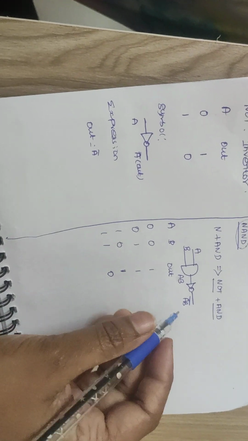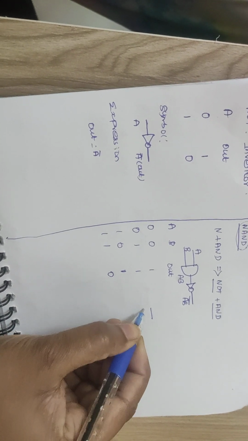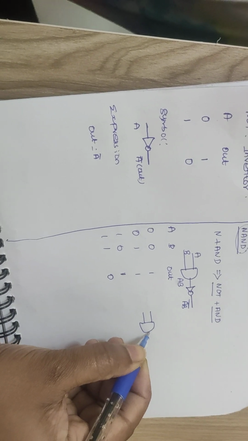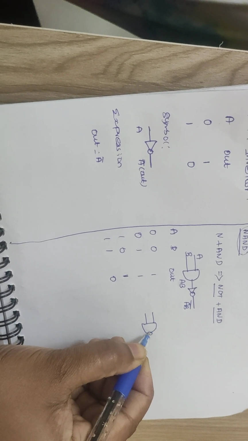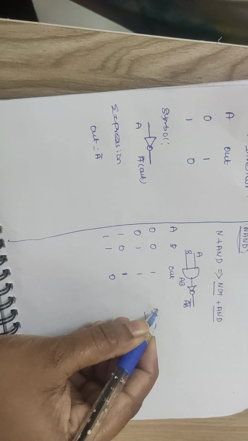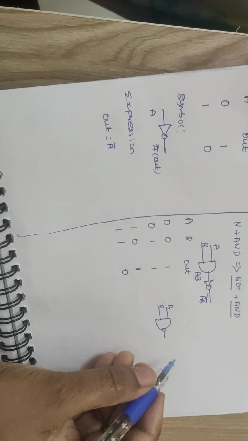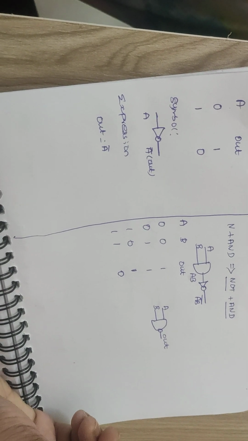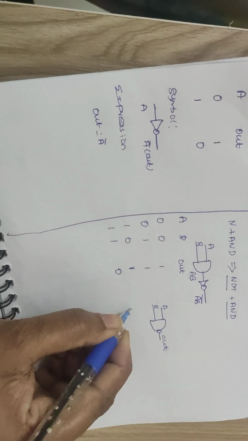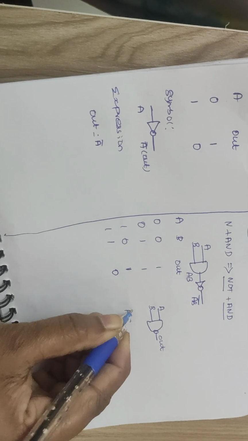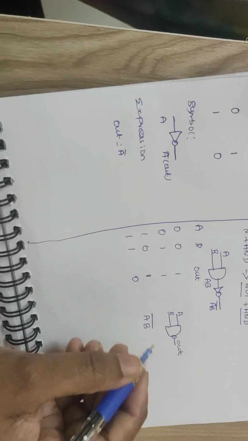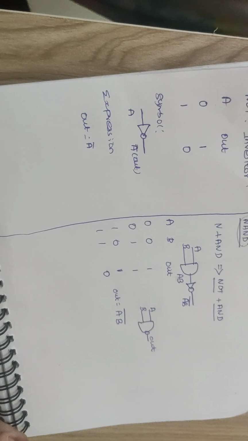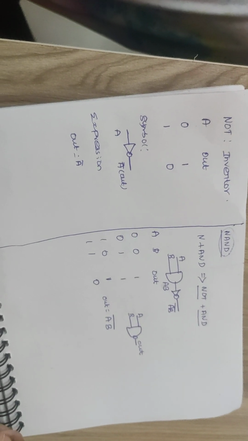As for the symbol, you draw an AND gate, and to mention that it is an inverted version, you just add a bubble at the output of the AND gate. This is the symbol of the NAND gate. Expression-wise, it is AB the whole bar, the inverted version. So out equals AB the whole bar. This is about the NAND gate.